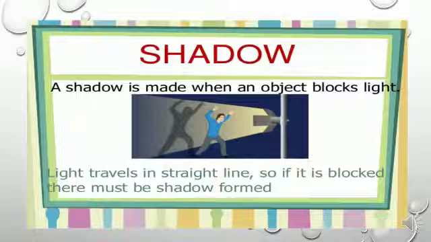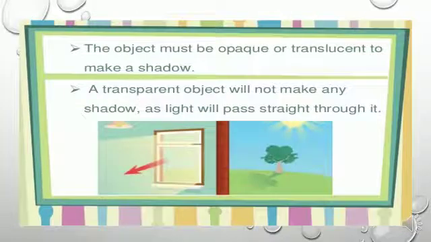Shadow is formed when light is not able to pass through an object. When an opaque object or a translucent object comes in the path of the light, the light falling on that object cannot reach the other side. Therefore, that particular region becomes dark and a shadow is formed. The object must be opaque or translucent to make a shadow. A transparent object will not make any shadow as light will pass straight through it.